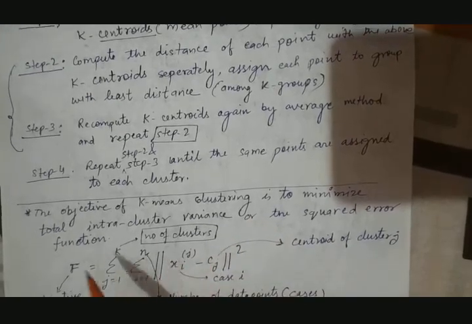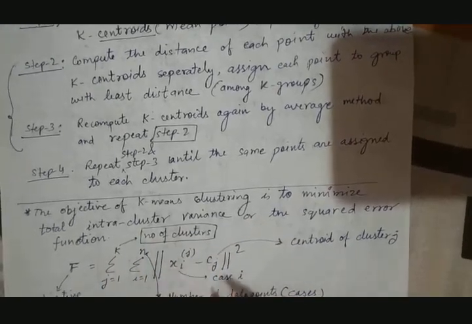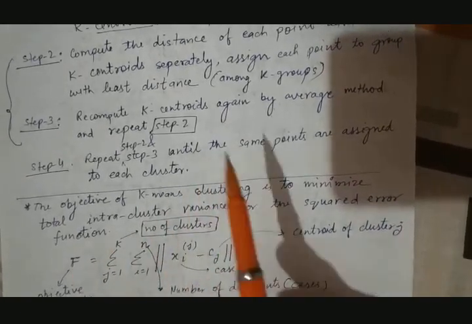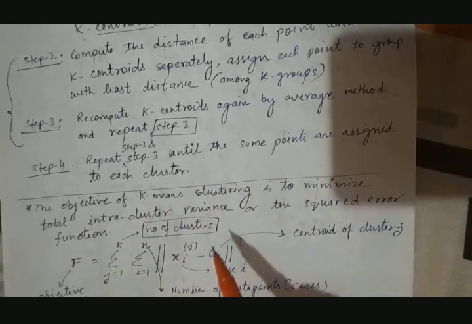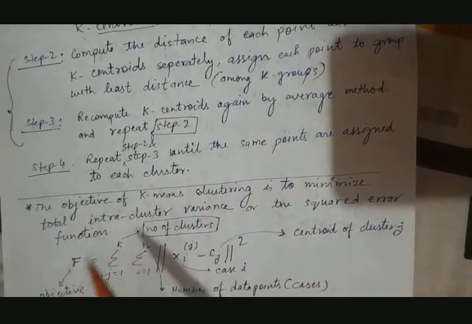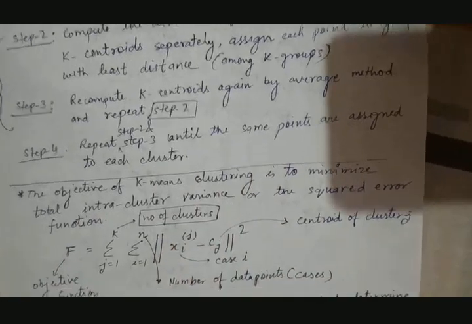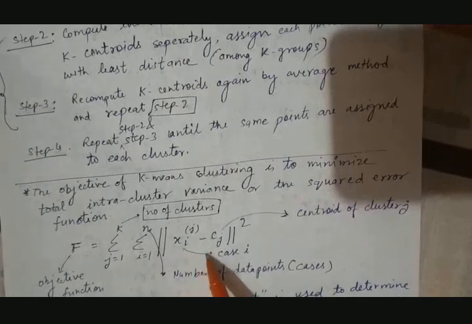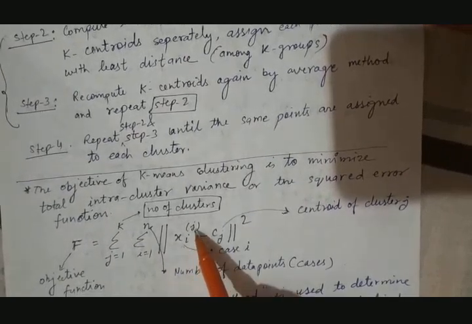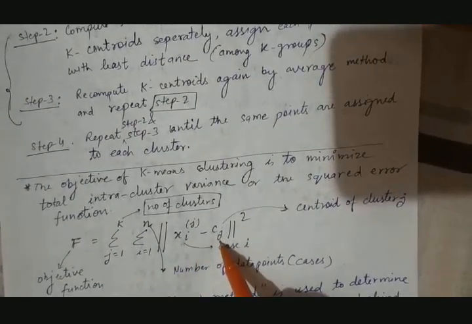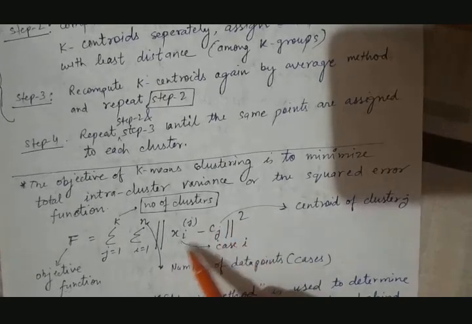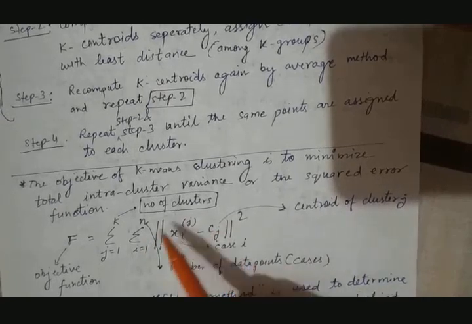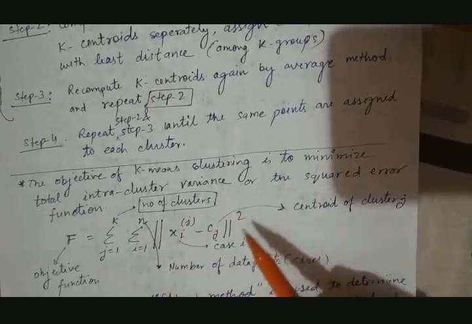Just see here, this is the objective function of k-means clustering, and we will iterate these k-means clustering steps until we get the least of this squared error function. So what is this squared error function? Basically, we are computing the difference between xi of the jth cluster minus cj, the center of the jth cluster, by taking the mod value, because it will give us a positive value, and then its square value.